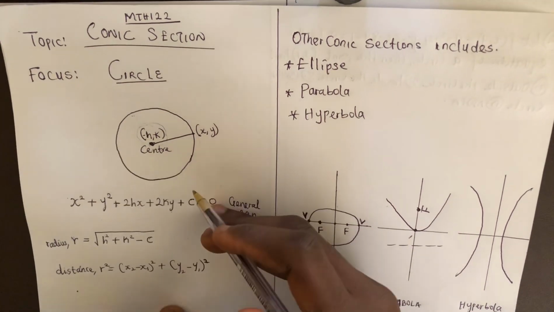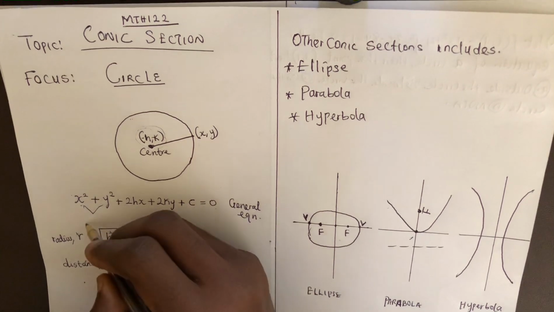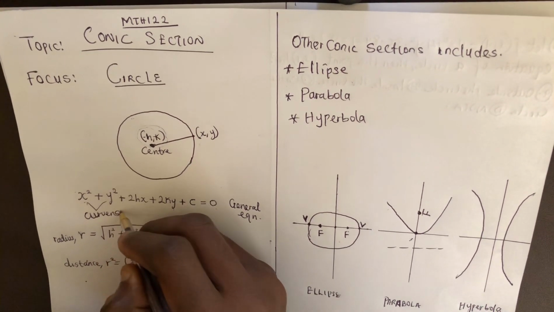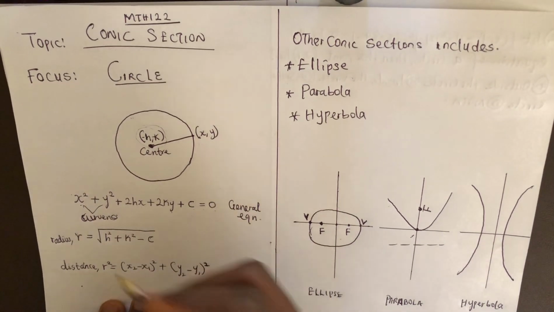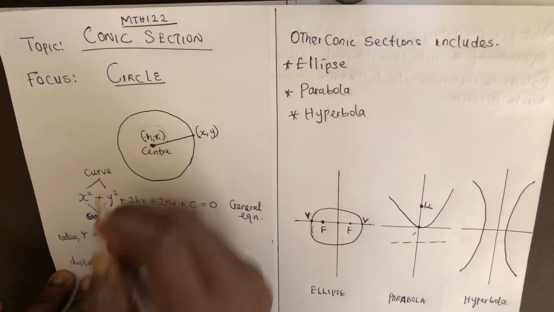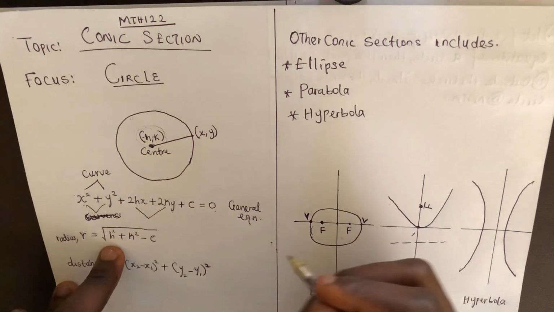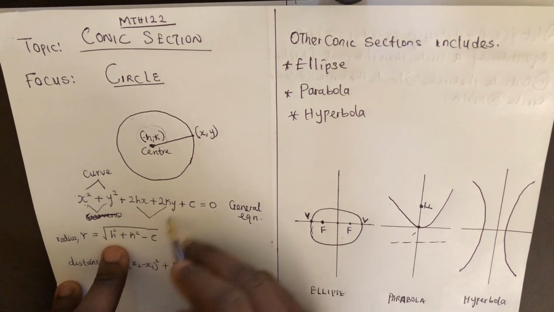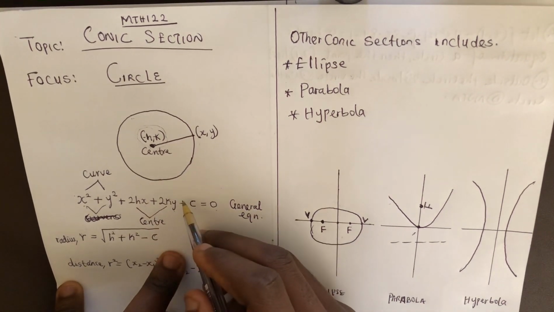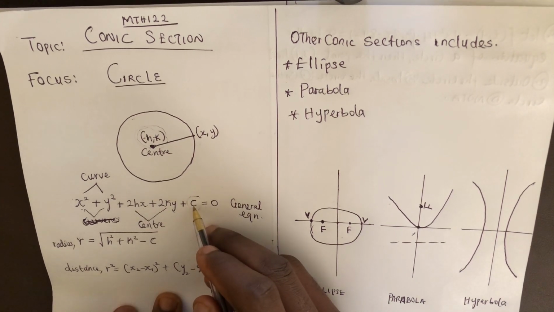But let me explain the general equation of a circle. Now, the x squared and the y squared here denote the curveness of the circle. Let me write it well. They denote the curveness of the circle. Then you can actually get the center of the circle from here. So this denotes the center of the circle, and then this is the constant. Okay, so this is the constant value.